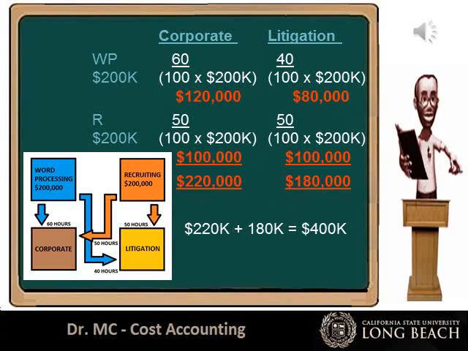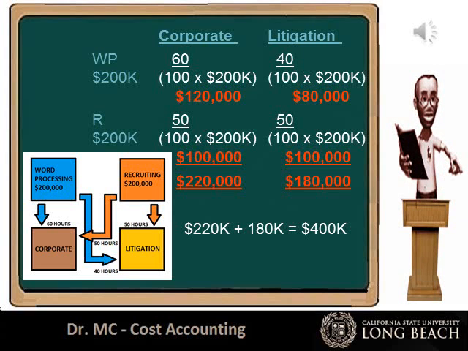The $220,000 allocated to corporate plus the $180,000 allocated to litigation should equal the original $400,000 with which the support departments started, which it does.